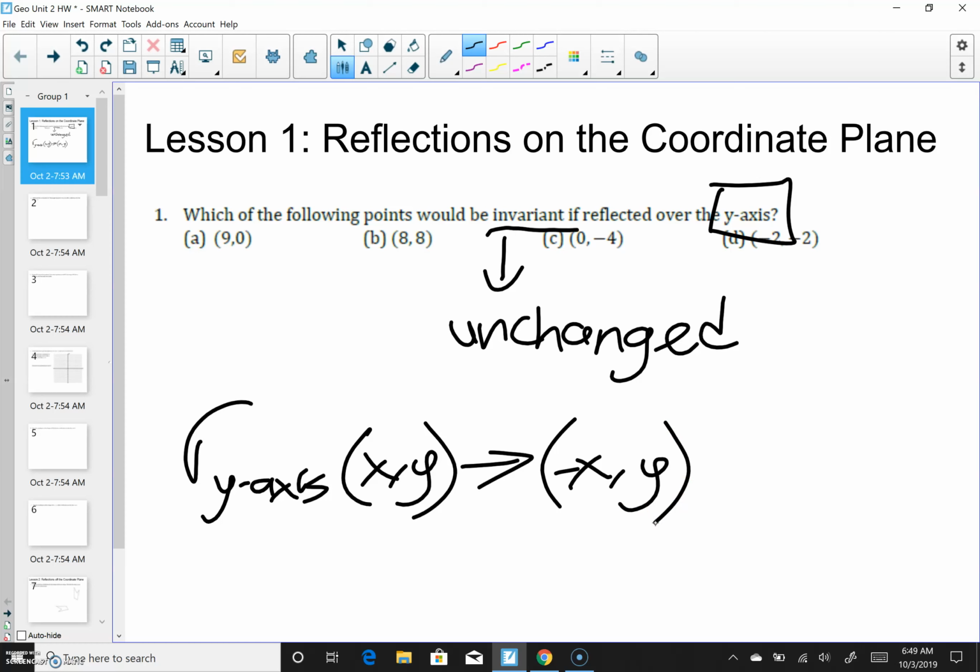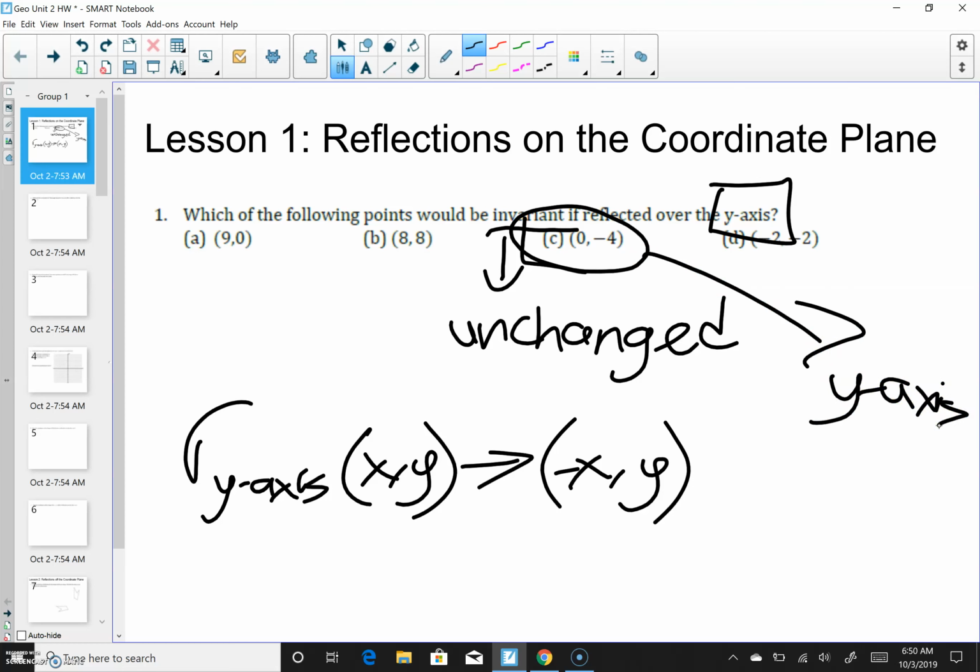If we look at all our choices, we have (9, 0), (8, 8), (0, -4), and (-2, -2). The point that's going to be invariant is choice C, because when you change the sign of that 0, you still end up with 0. So that point will remain unchanged. We're also looking at the one that lands on the y-axis, because if you have a point on the line you're reflecting over, that point is never going to change.